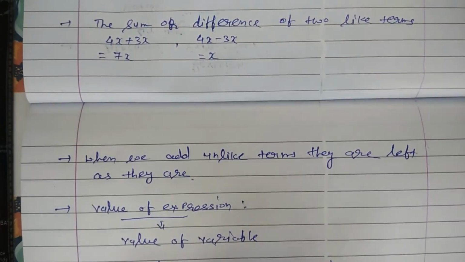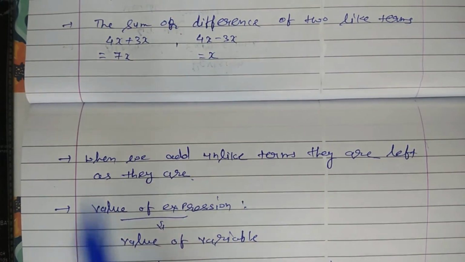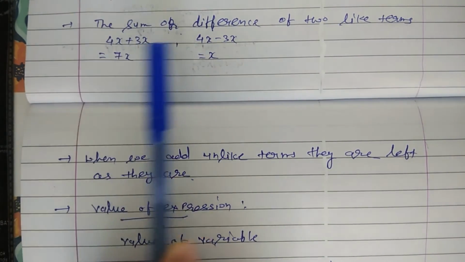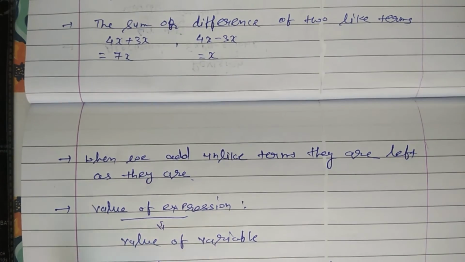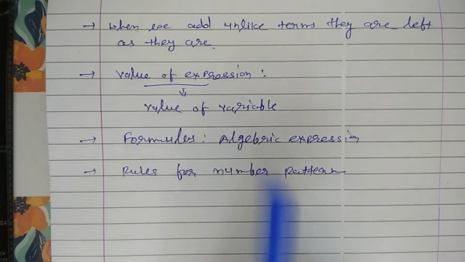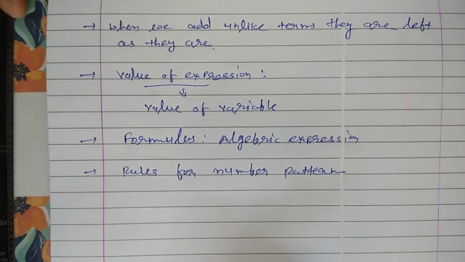Then we have learned about the sum or difference of 2 like terms. Sum is nothing but the sum of the numerical coefficients of like terms, and difference is the difference of the numerical coefficients of like terms. For example, 4x plus 3x is equal to 7x, and 4x minus 3x is equal to x. Then we have learned that when we add unlike terms, they are left as they are.